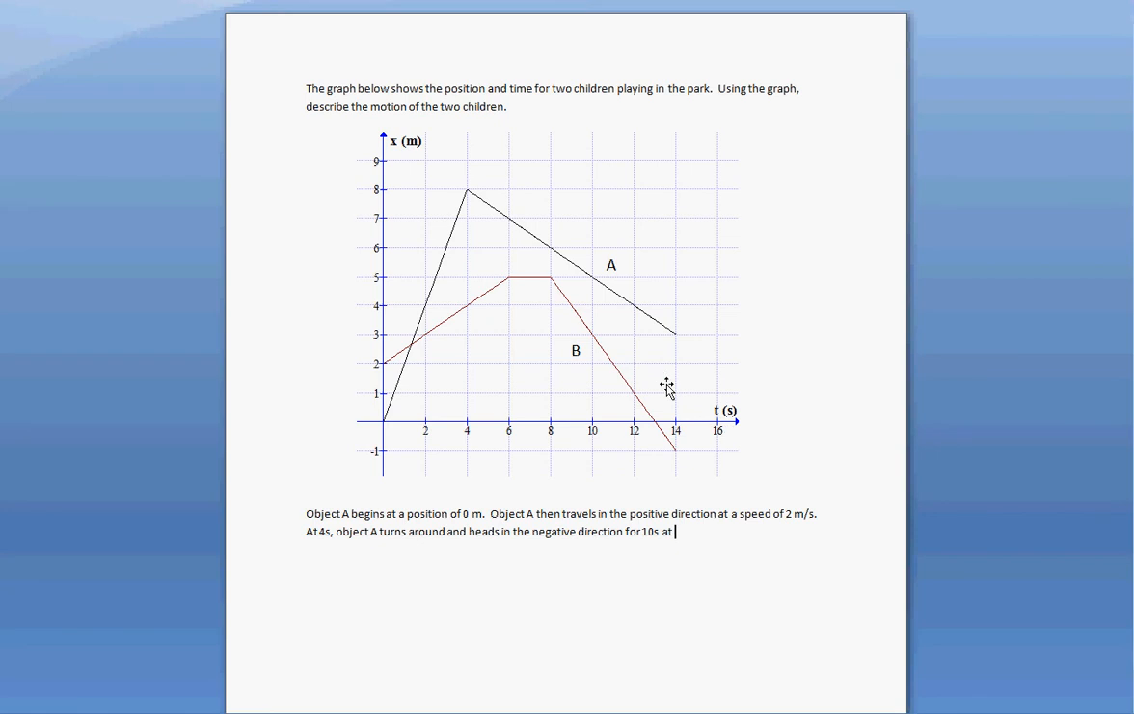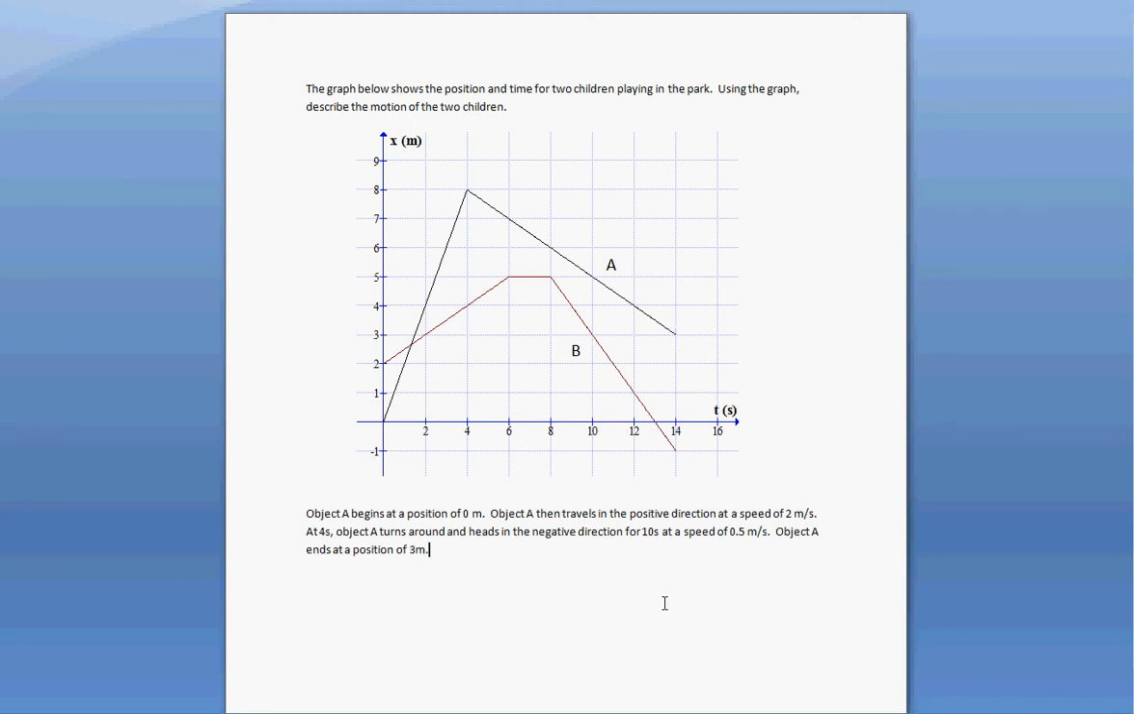at, well, let's see what this speed is. At a speed of, well, after, let's see, so here's 4. At 5, so 1 second of time has gone by. It looks like we've gone from 8 meters to 7.5 meters. So that's half a meter in 1 second. So 0.5 meters per second. Object A ends at a position of, well, our final position is 3 meters.